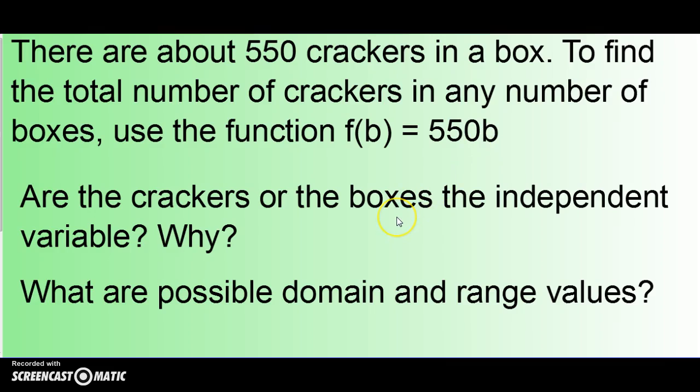The dependent part is the number of crackers because the number of crackers depends on how many boxes we pick. So independent are the boxes, dependent are the number of crackers because it depends how many boxes we pick. And then you would say domain and range are all whole numbers because you wouldn't count half a box. You would only count the whole numbers.